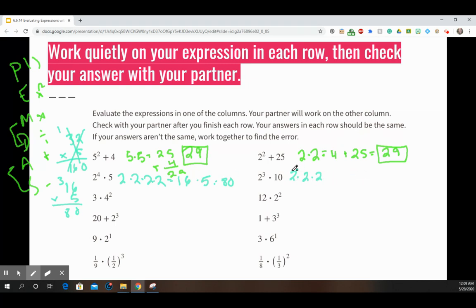Okay. Now I know 2 times 2 is 4, 4 times 2 is 8. And then I'm going to multiply that by 10. 8 times 10 is 80. Nice. Now I have the same answer on both sides, so I know I'm correct. Whew.